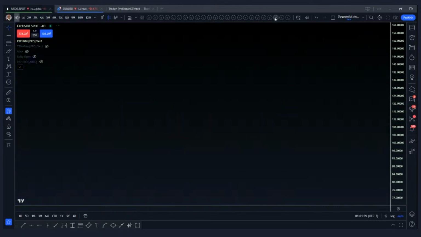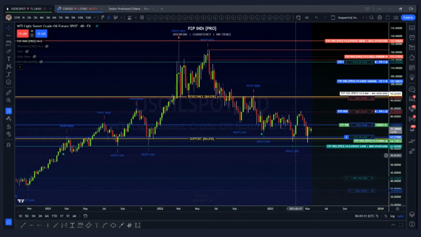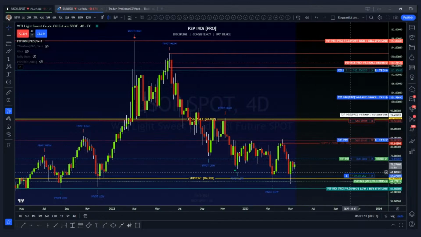Haven't looked at oil in a while. Oh, we're looking good on oil. Got two positions on oil. Still hasn't hit our buy stop, so still uptrend on oil. We're good here.